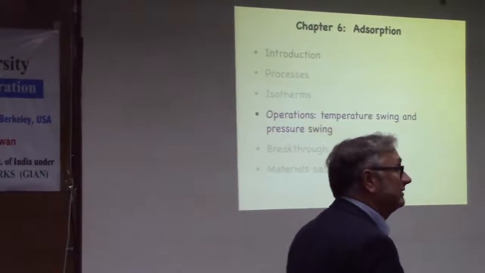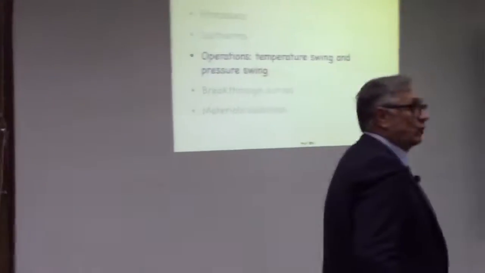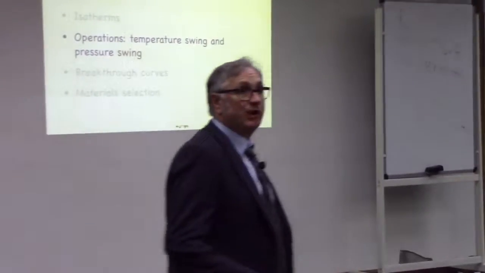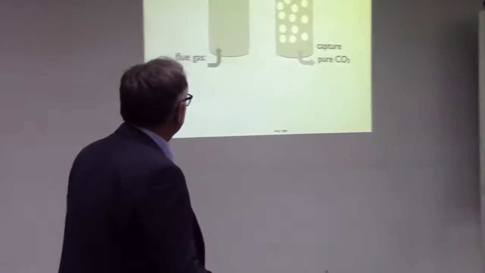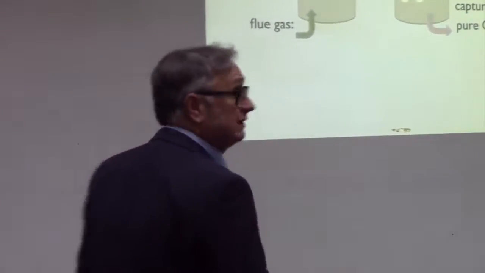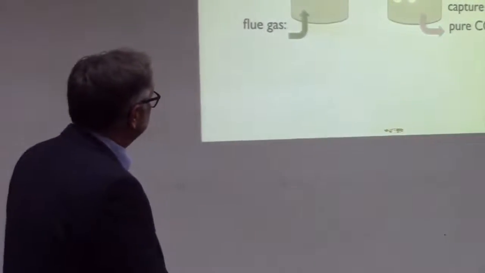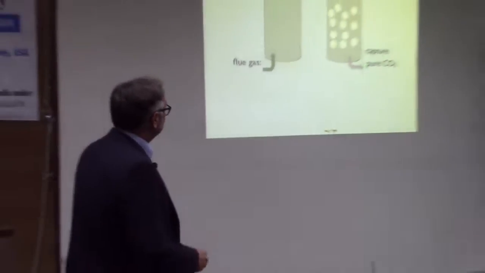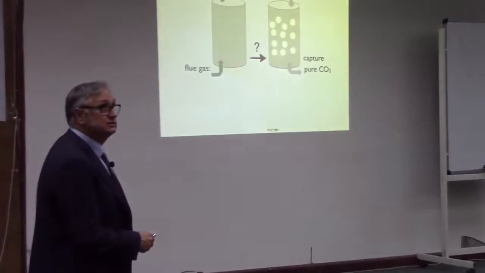So now we want to ask, what about operating an adsorption column? How does this work practically, and what do we need to do? So we understand that flue gas with carbon dioxide comes in, and something like pure nitrogen leaves. We need a purge gas and capture that CO2. So the question is, how do you do that?